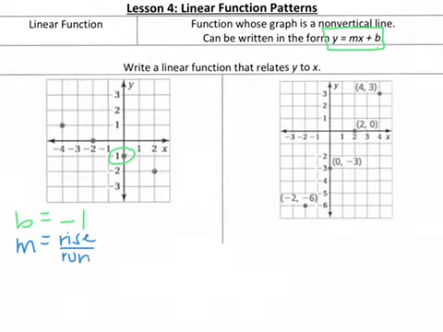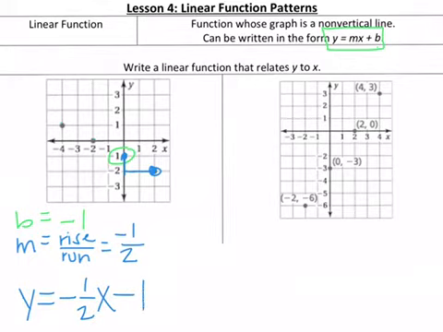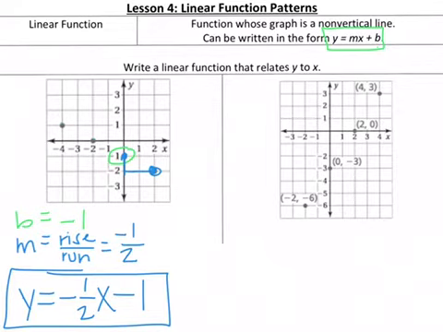So for our slope, I'm going to choose 2 points. I'm going to choose our y-intercept and our rightmost point. For our rise over run, we go down 1, so our rise is -1 over 2. So if that's our slope, then we can just plug in y equals m, which is -1/2, x plus b, or -1, because b is -1. And that's our function that relates y to x.